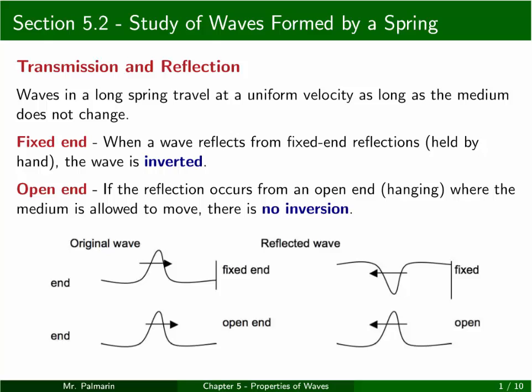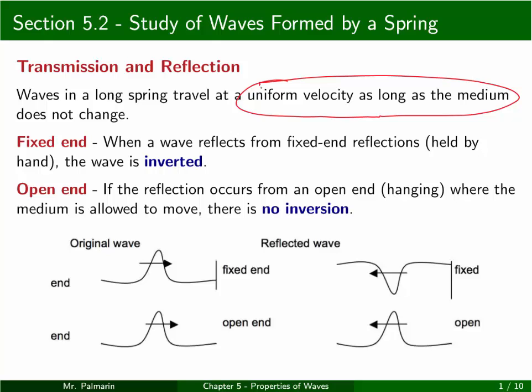Alright, so let's move on to section 5.2, and here we're going to study waves formed by a spring. We're basically going to talk about transverse waves, and we're going to talk about transmission, reflection, inversion, fixed and open ends, and the principle of superposition, which will be the only computation in this section, you could say. Like I said, when waves travel along a spring, the velocity is uniform, as long as the medium doesn't change.